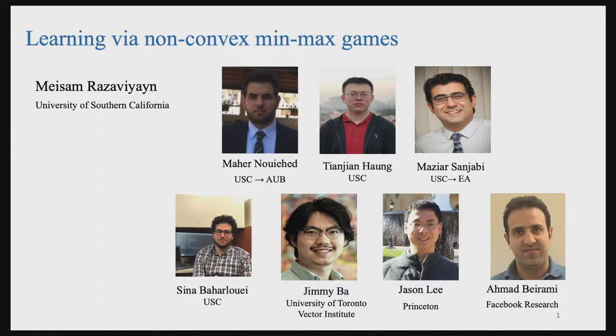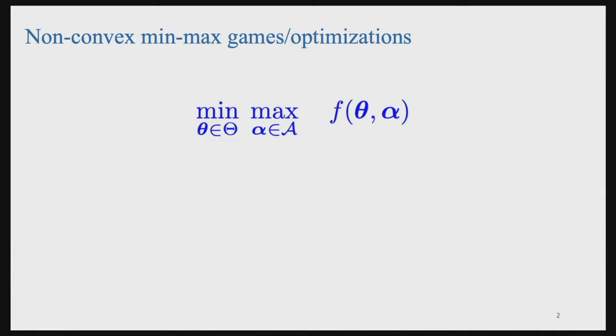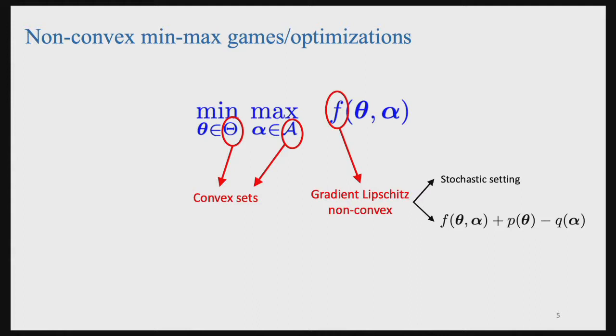The general theme of my talk is solving non-convex min-max games or min-max optimization. Basically, you have two players: one tries to minimize an objective, the other tries to maximize it. So they're competing against each other. Technically, I'm assuming the function is gradient Lipschitz and non-convex, and the theories I explain will be generalized to stochastic settings and even to non-smooth cases.